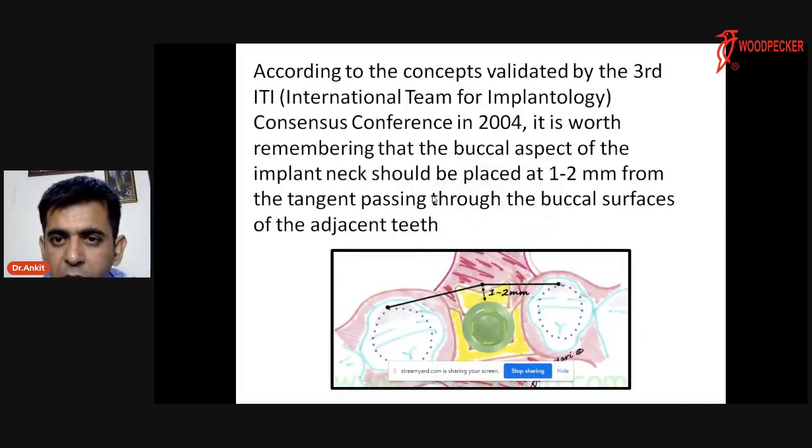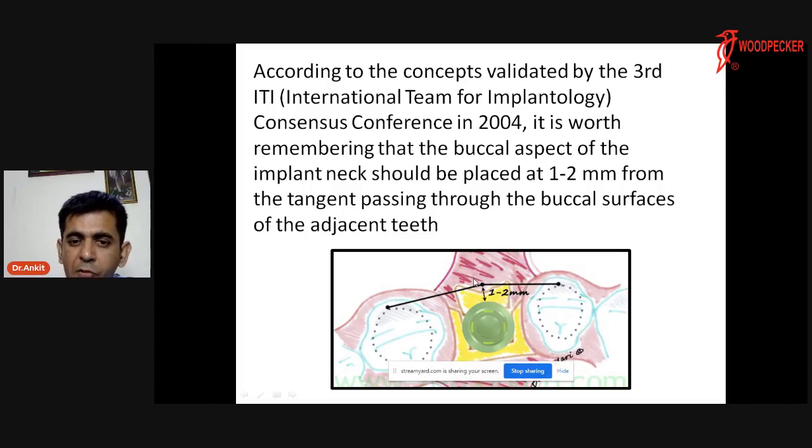Now there's a very good team of implantology that is working in and around the world, going by the name of ITI, the International Team for Implantology, and it had a consensus conference in 2004. It is worth remembering that, as you can see in this diagram, the buccal aspect of the implant neck should be 1 to 2 mm from the buccal margin, right?